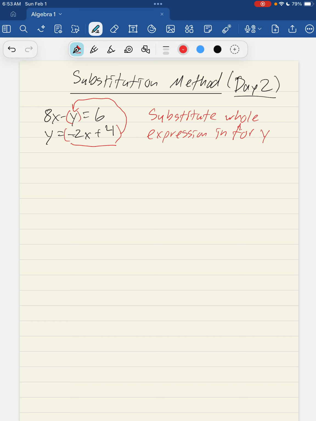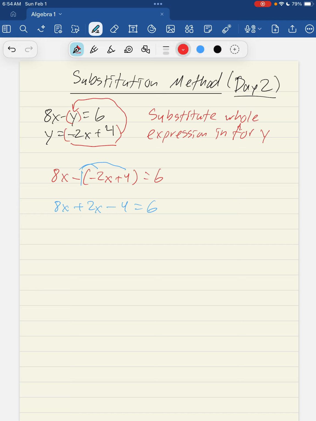equation. So if we substitute negative 2x plus 4 in for y, the top equation becomes 8x minus parenthesis negative 2x plus 4 equals 6. From here, I want to put a negative 1 in front of that and then just distribute. So this guy becomes 8x plus 2x minus 4 equals 6.